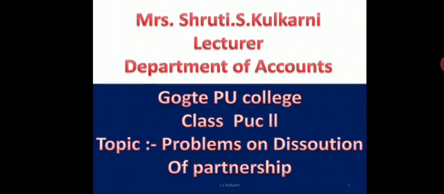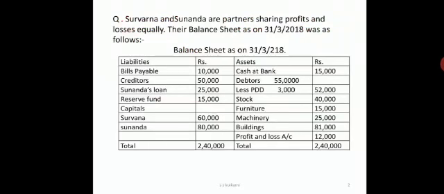Now, if any partner has advanced loan, it has to be paid separately to the partner by preparing partner's loan account. Then I have to prepare the partner's capital and the cash account. So, lastly, we are going to settle the partner's capital account. So, we have a problem which is showing how the process of dissolution takes place.